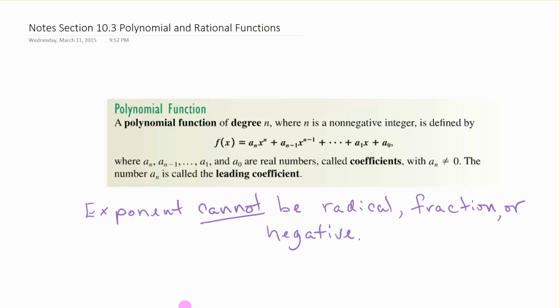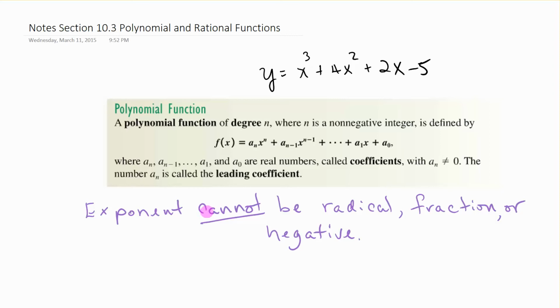This is section 10.3, Polynomial and Rational Functions. This is the formal definition of a polynomial function. That's not anything you have to memorize, but what you're more used to seeing is something like y equals x cubed plus 4x squared plus 2x minus 5.